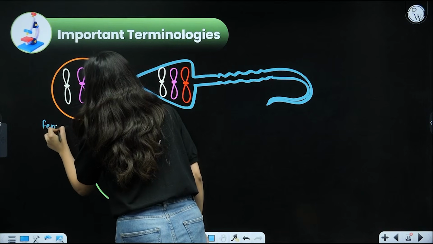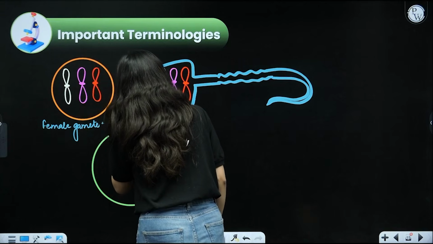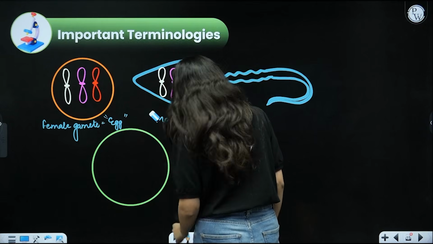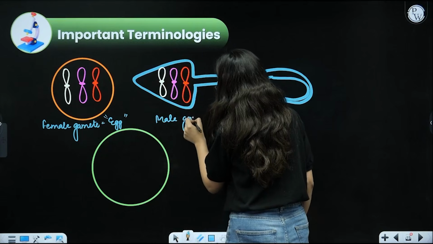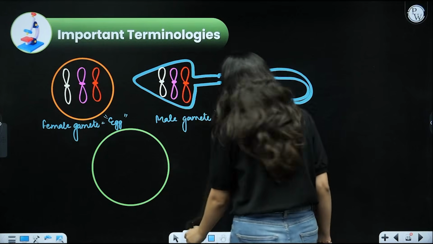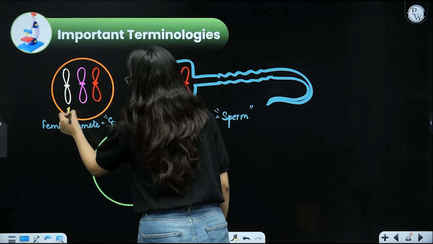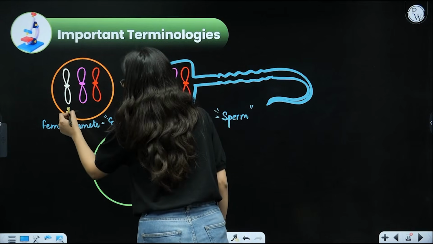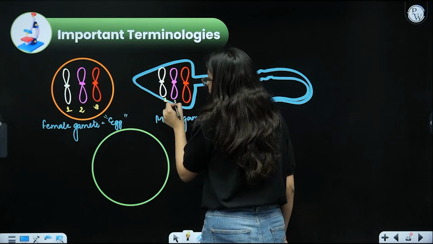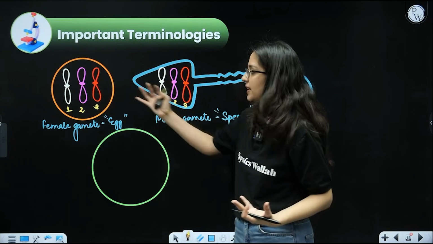So I'm going to write female gamete, or we can say egg cell. And over here we have the male gamete, or the sperm. Got my point? So these are the two gametes that we have which are supposed to be haploid. Let us see if they are actually haploid or not. Yes, definitely, because over here there is one copy of chromosome 1, then one copy of chromosome 2, and one copy of chromosome 3. The sperm also has one copy of chromosome 1, chromosome 2, and chromosome 3. So both of these cells have a single copy of each chromosome, so they are definitely haploid in nature.